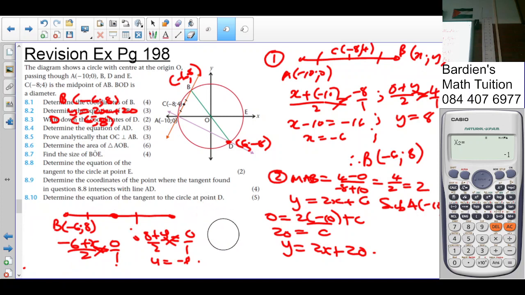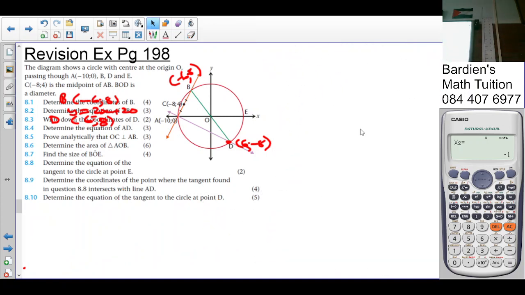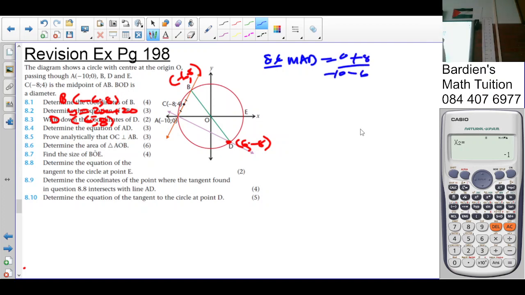So let's change the color now. Then, in 8.4, the question says determine the equation of AD. So AD, remember, that is simple. We got 2 points. So the gradient of AD is equal to (0 minus 8) over (-10 minus 6), which is simply 8 over negative 16, which is negative half.